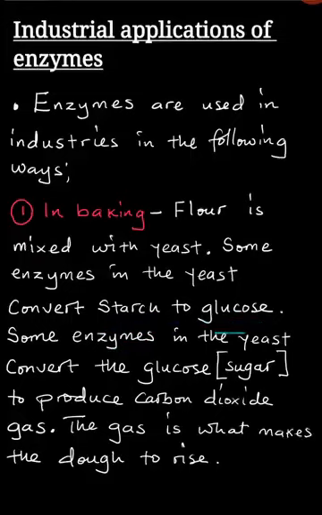Now, this is a very important process in baking. And then in that yeast, there are other enzymes that will now convert this glucose to produce a very important gas in baking, which is just carbon dioxide. So when this carbon dioxide has been produced, it makes that dough to rise. This dough is that part of flour where you mix it with water and then you knead it together so that it makes that ball of flour that we call a dough.